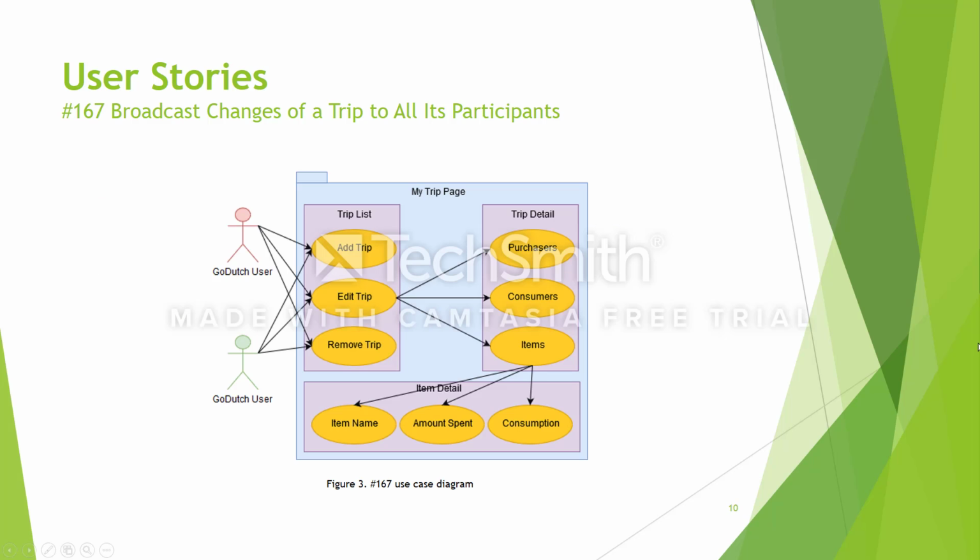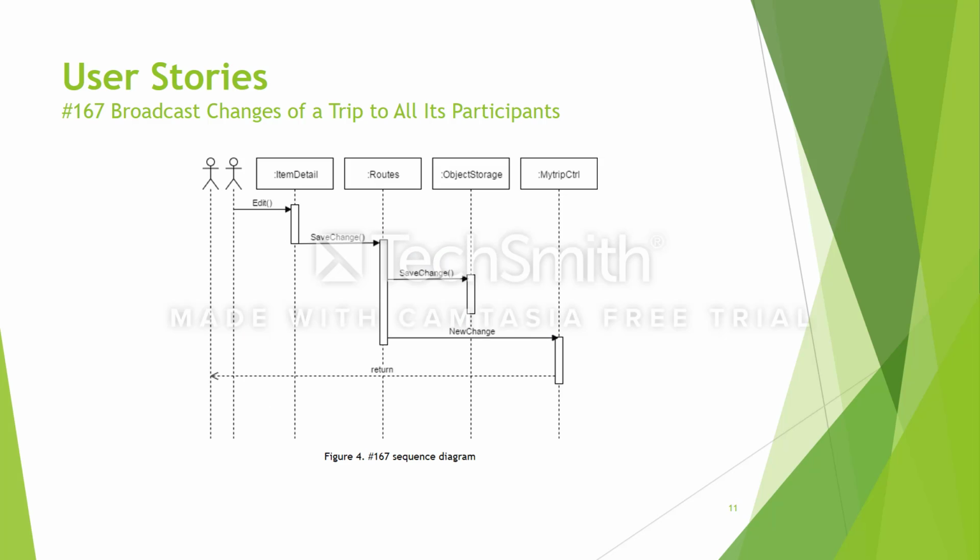The use case for this story will be 2 users are viewing the same trip. One user makes changes to an item within a trip, while the other user would see the updated version of the trip soon after the changes were made. This is the sequence diagram.